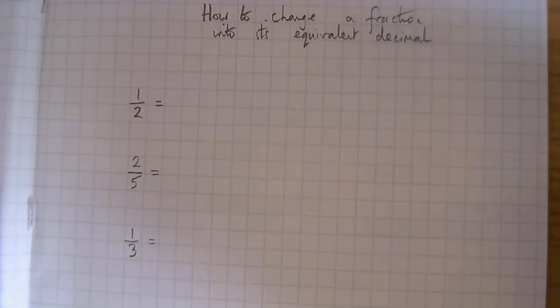How to change a fraction into its equivalent decimal. So remember, equivalent means the same as. So we've got here a half. Let's say you didn't know what a half is as a decimal, or you'd forgotten. There's a way in which we can change the fraction into a decimal, and the way to do that is to do some division.